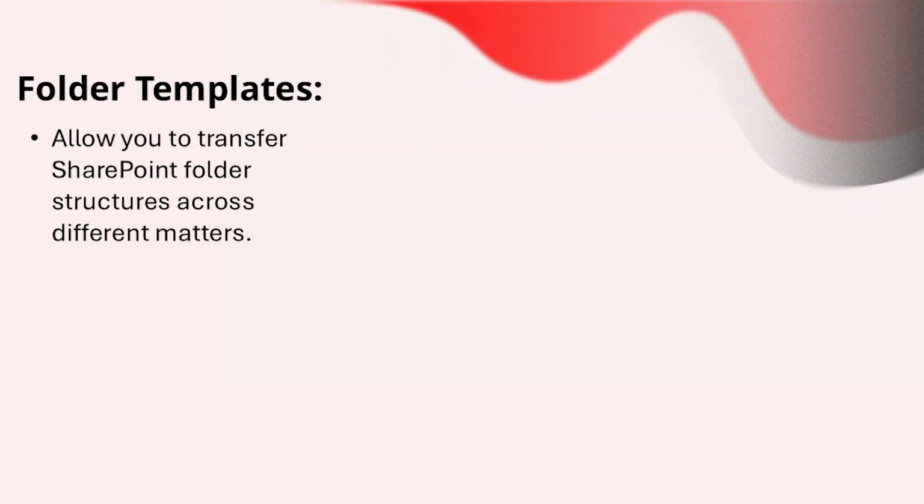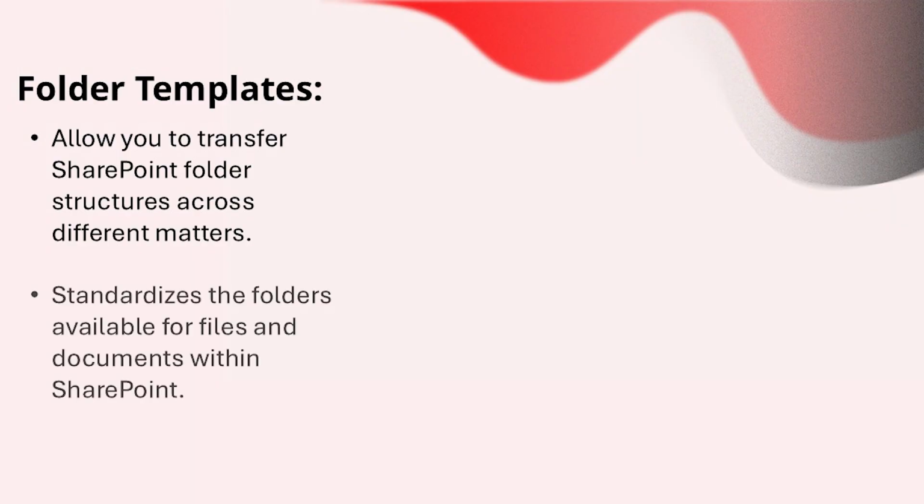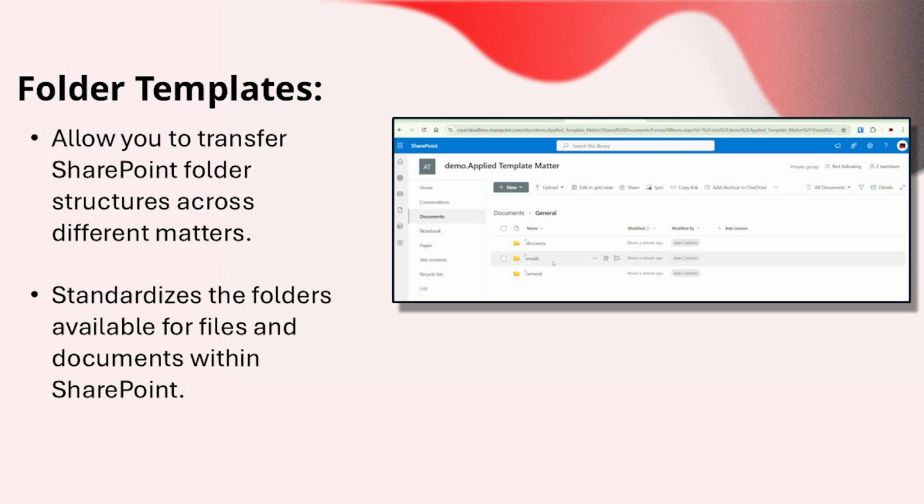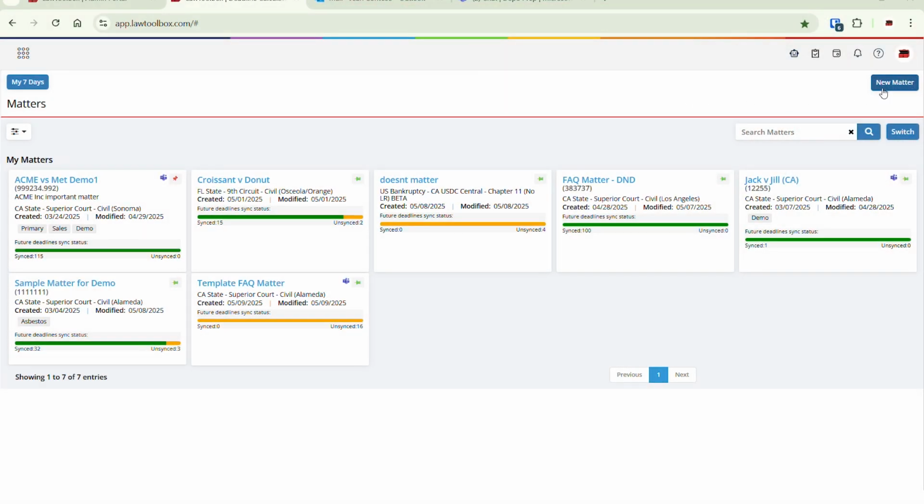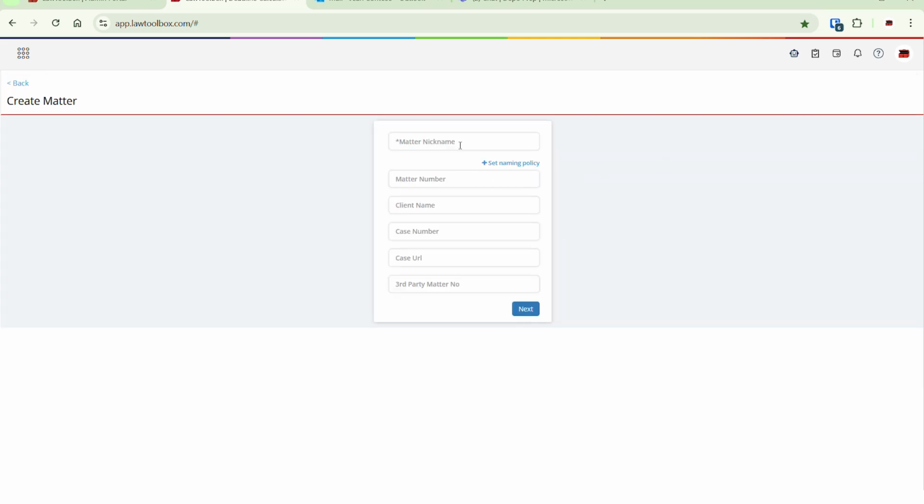a Teams channel. Folder templates are a way for you to save the structure of one matter's folder layout and copy it over to another matter. The saving of these templates happens automatically after creating folders within LawToolBox. We recommend creating a new matter for each folder template you are hoping to create. The only information required is the name of the matter.